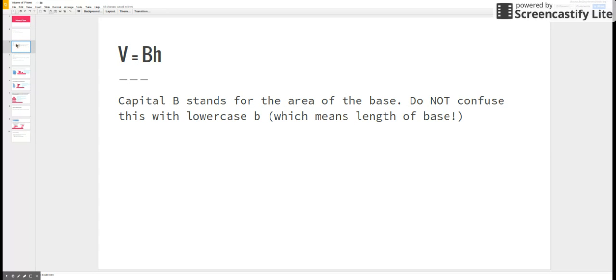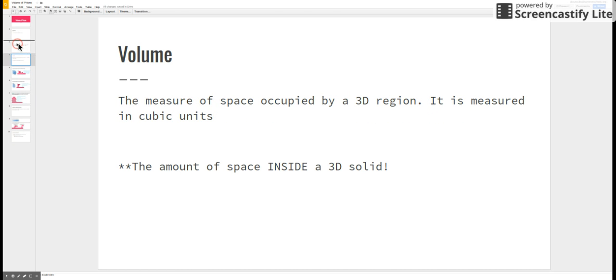First thing you need to know is what volume actually is. Volume is the measure of space occupied by a 3D region. It is measured in cubic units. So whatever the units are, could be centimeters, you would have centimeters cubed, so like the number 3 next to the centimeters. In other words, volume is another way of saying the amount of space inside of a 3D solid. That's a lot easier to think about.